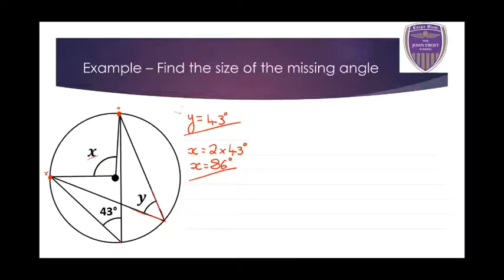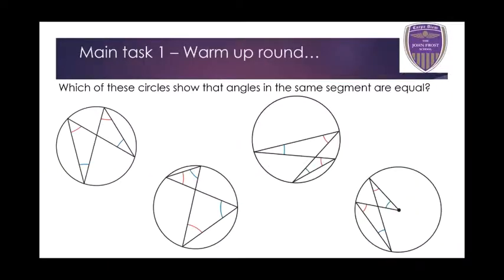Okay? So these questions, the circle theorems themselves, are fairly simple to apply on their own. But as the questions get more complicated, you have to use all of the different rules together. Okay? So let's have a look at the main task. We're going to warm up first. So warm up round. So there's 4 circles here. So you need to pick which ones we can use the rule that angles in the same segment are equal. Okay? So pause the video and think to yourself, which of these circles are we able to use that rule on? Okay, so pause the video and have a think.